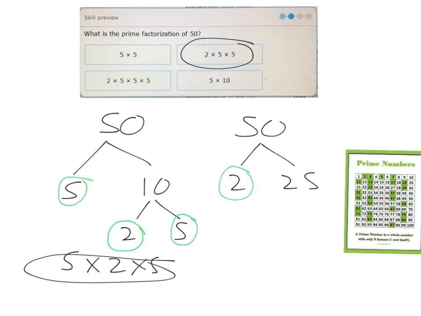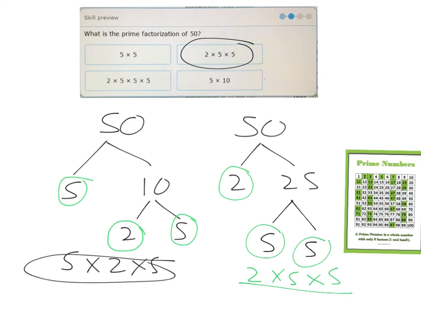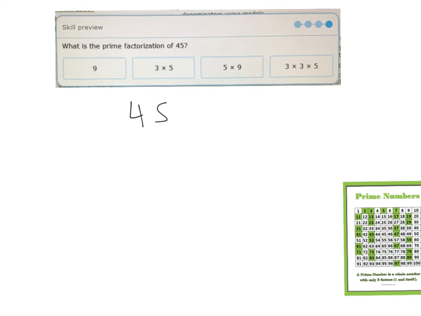So already 2 we know is prime, and now we have 25, which is composite, so we have to break that down into prime numbers. What's 25? I think of 5 times 5. Boom. Prime number, prime number. Again, we have 2 times 5 times 5. Both ways are correct. Both came to the same answer. Yes, they're in different order, but because of the commutative property, it doesn't matter.